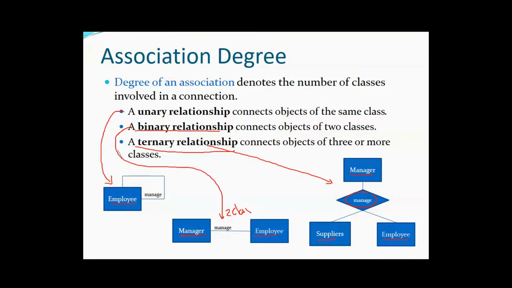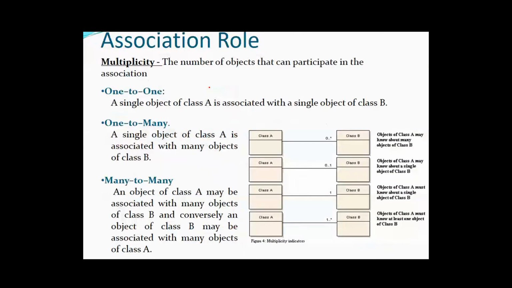So the degree of the association means how many classes are in the association. If it's one, that means unary. If it's two classes, we say binary. If it's more than two classes, three or four or five or whatever, we call it a ternary association relationship. These are the degrees of the relationship. I want you to understand the meaning of the degree of the association.